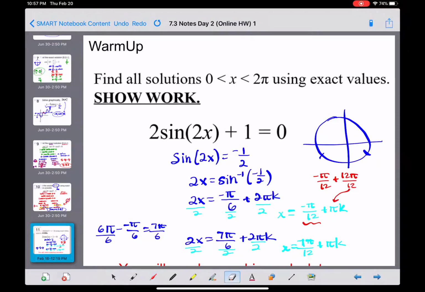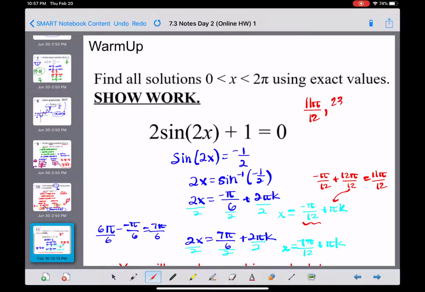12 pi over 12 here is pi, so I'm going to add 12 pi over 12. So that's going to give me 11 pi over 12. So there's an answer. And I'm going to keep adding 12 pi over 12. And remember, 2 pi would be 24 pi over 12. So that's as high as I can go.